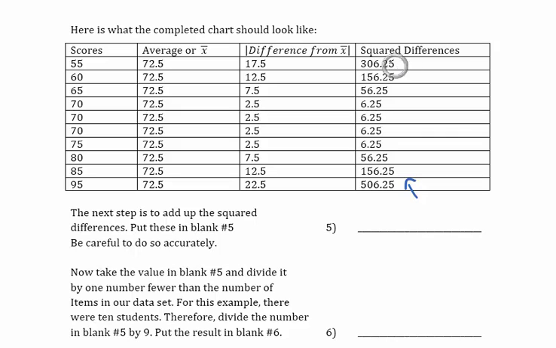So that's what we have. This column right here is the squared differences. So we're going to add those all up. And then we're going to take the value in 5 and divide it by one number fewer than the number of items in the data set. So this is almost like finding the average itself, where we added them all up and divided by the number of values. Except with a standard deviation, we add them up and divide by one number less than the number of items in our data set.